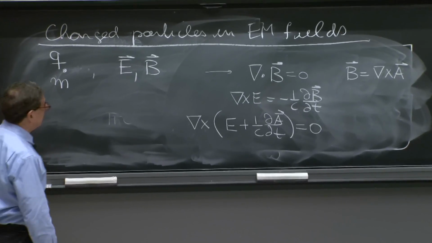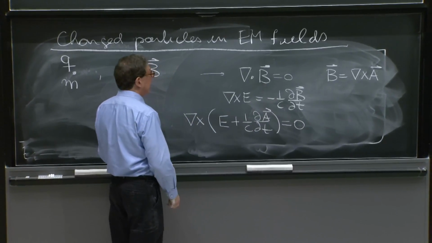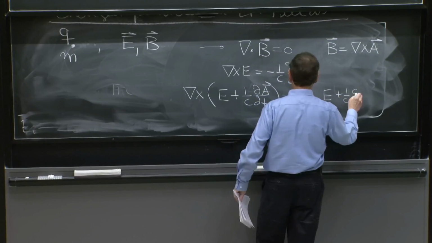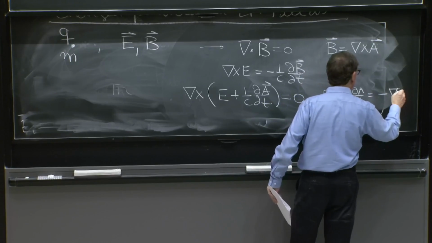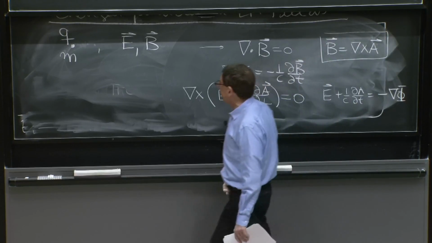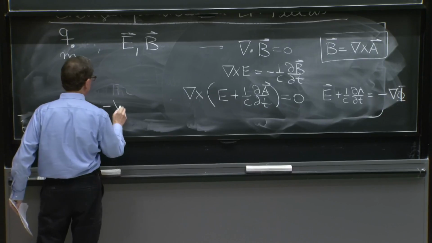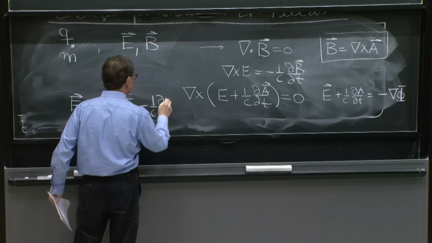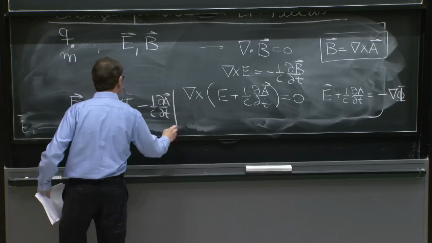From this equation, we say anything that has zero curl is the gradient of something, and therefore we say that E plus 1 over c dA/dt is the gradient of phi, from where we find the second equation, which says that E can be obtained as minus the gradient of phi minus 1 over c dA/dt. I hope I have it right. Yes.